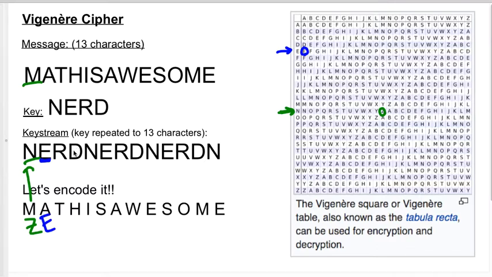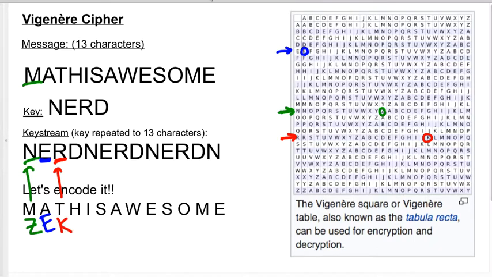Now I need the R row to encode the T, right? So I'm going to use the R row. So I go to the R row, right? So here's the R row. And I want to encode T. Well, this is T right here. T in the R row is going to be a K. Right? And even doing that, I have to double check that I lined it up right. Okay, so there's my K, right?